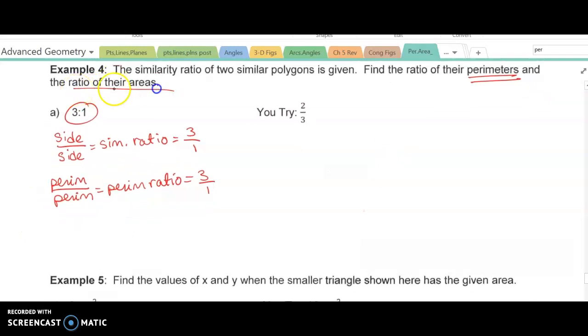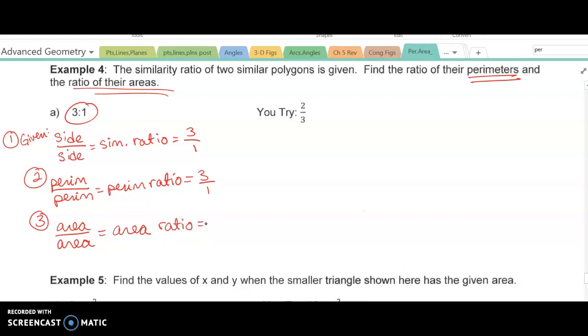And so then for the ratio of the areas, so this one was given to us, then we had to find number 2 here, and then we also have to find number 3, the area of one figure compared to the area of another figure. In other words, the area ratio. We don't know what those areas are, but we know whatever the ratio of one over another is, it will reduce to 3 squared to 1 squared. So that's 9 to 1. And that's always the case. The first two are always equal, and this one's always the side squared, right?